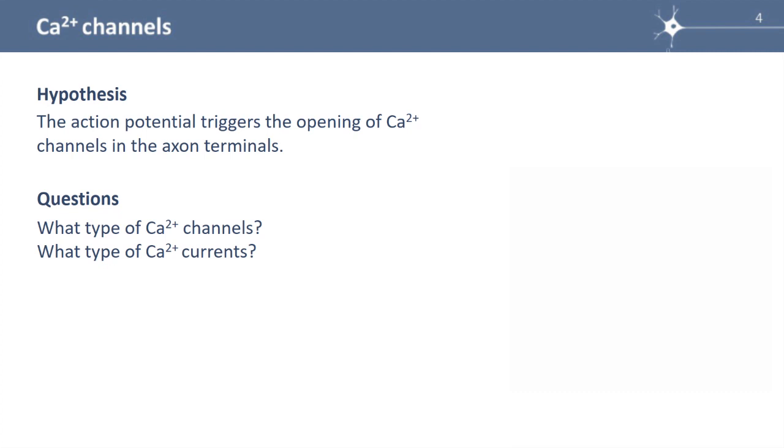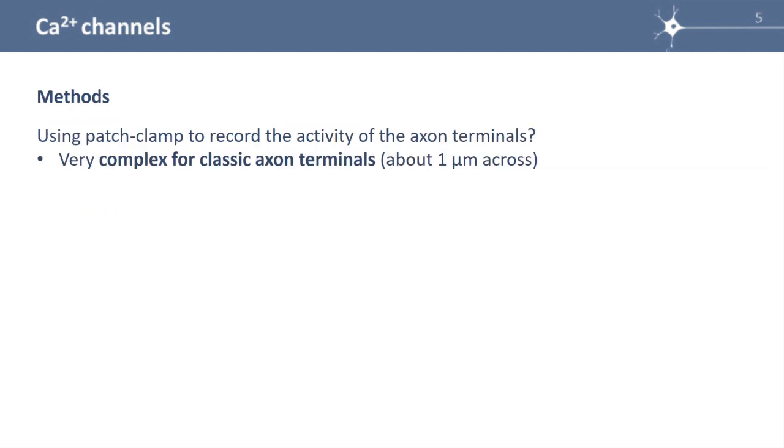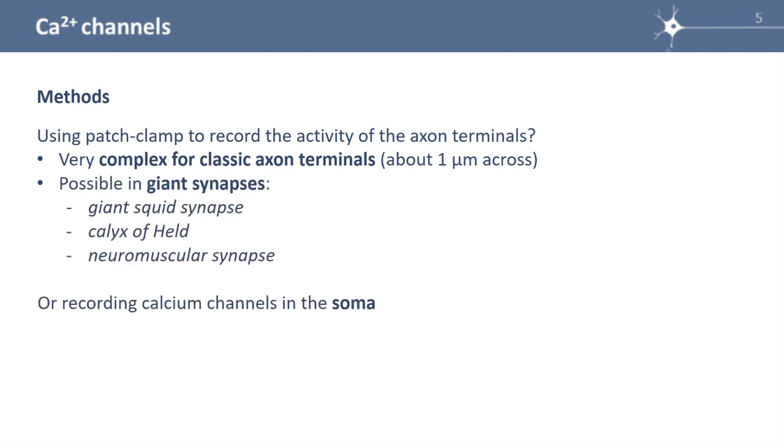But what type of calcium channels do we have in axon terminals? And what type of calcium currents? We should patch clamp and record the activity of axon terminals. This is very difficult in the brain, for example with brain neurons, because the axon terminals are very small, about 1 micrometer in diameter. So we can use giant synapses, as we saw with the giant squid synapse, the calyx of Held, which is in the auditory system of the brain, or the neuromuscular synapse, which is between motor neurons and muscles.